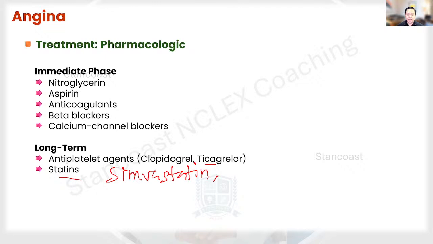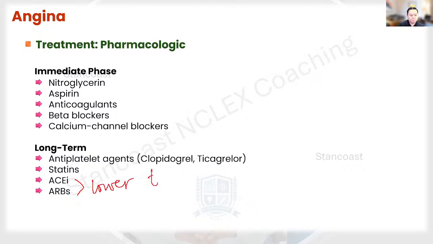Now, we're not done yet. There's still more medications in the long term. We will see the ACE inhibitors here, like those Pril drugs. This will lower the blood pressure. It will also decrease the heart's workload. And the same thing with the ARBs, or the angiotensin receptor blockers. They're going to lower the blood pressure and also reduce heart workload.